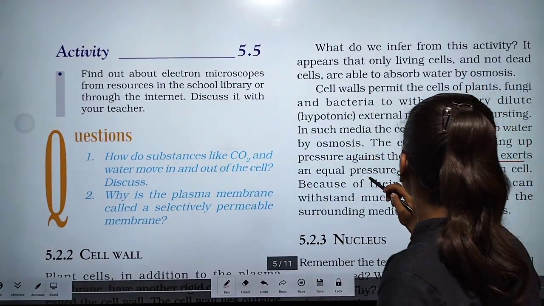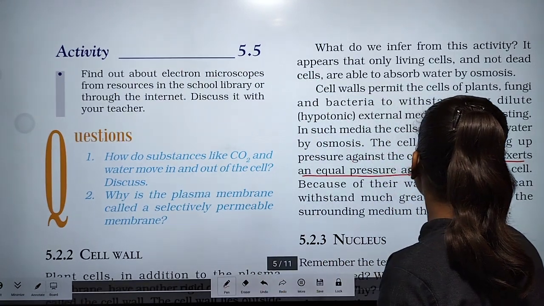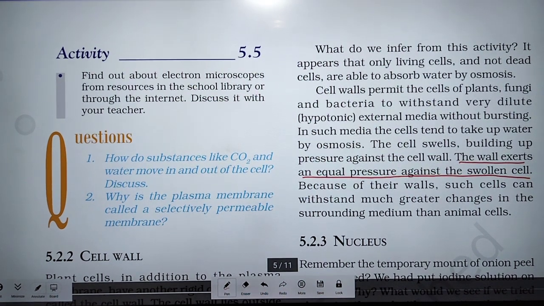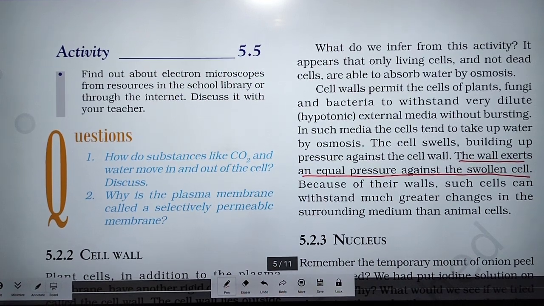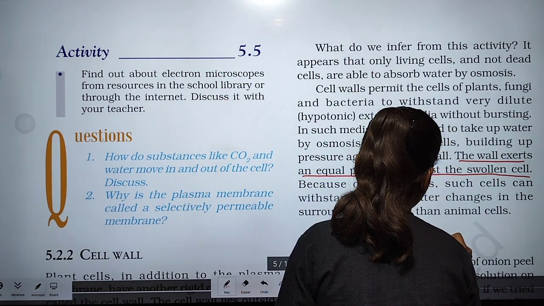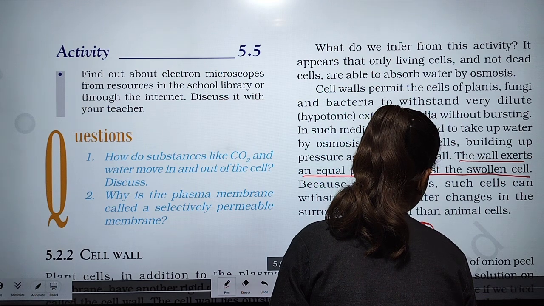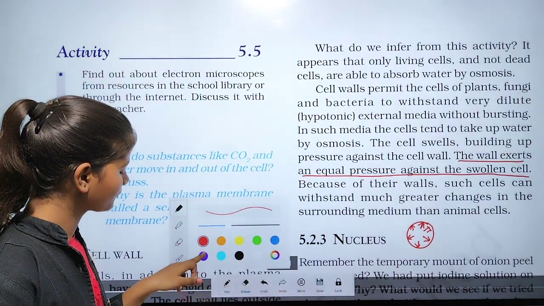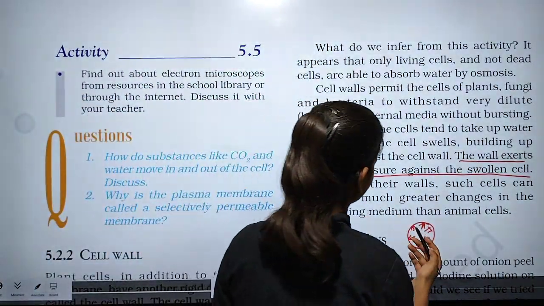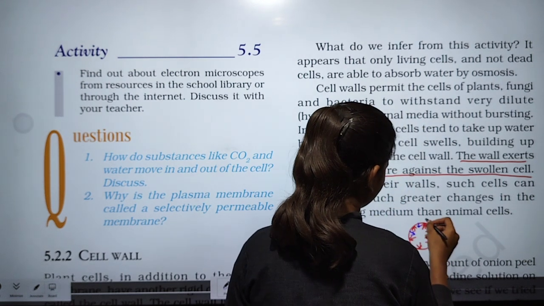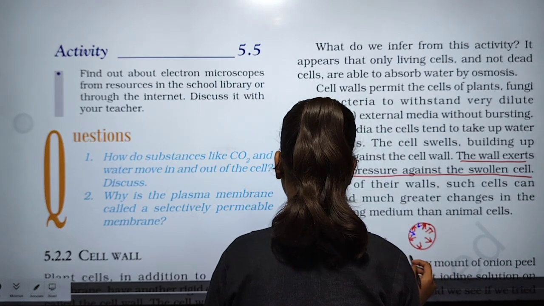The cell wall exerts an equal pressure against the swollen cell. It means when the cell swells, it presses the cell wall, and the cell wall also presses with equal pressure against the cell. Suppose that this one is a cell.